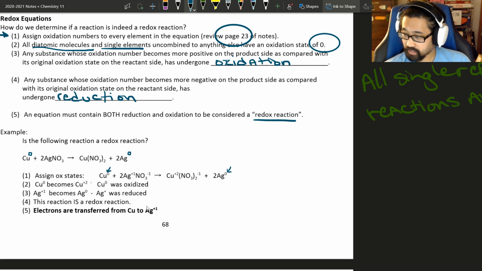Here's the thing that happens. Ag on this side, on the left side, it's combined with stuff. It has a charge.